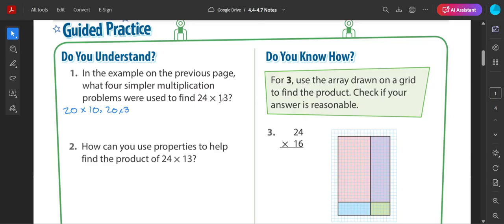And where am I getting this information from? The factors right there. Then I did 4 times 10. And then 4 times 3. And so these were the equations that we used. And of course, we got 200 plus 60 plus 40 plus 12 equals 312.